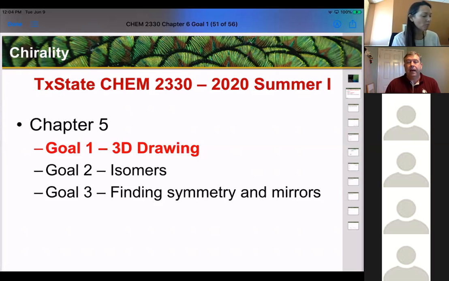Note, I don't have R and S assignment in the goals, because that's going to be part of our work in class group activity on Thursday, and a separate video where I'm going to show you 3 different methods. But if we can do the 3D drawing part correctly, that means that it should help us in the assignment of R and S. Okay.